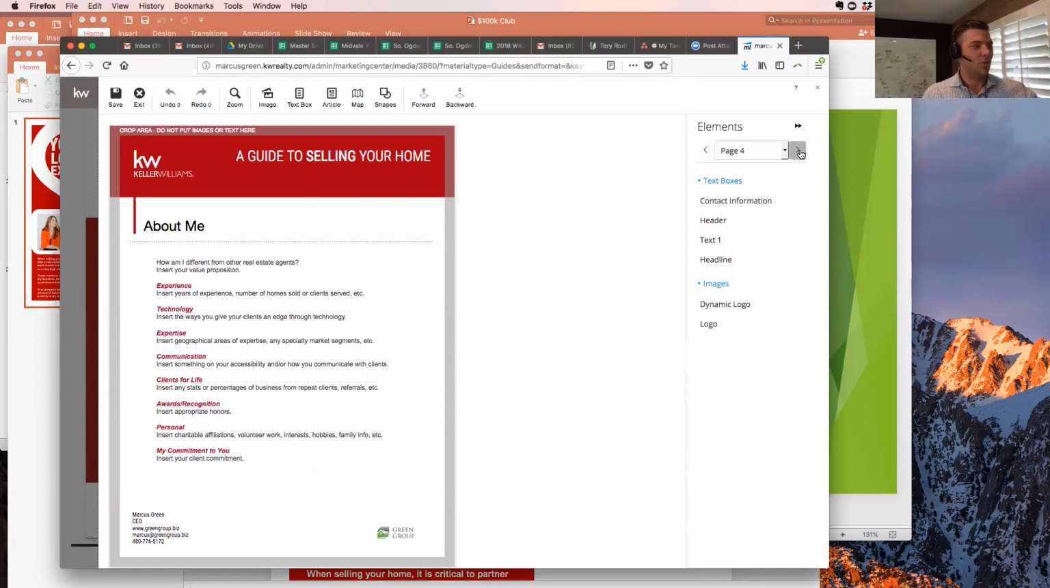A guide to selling your home. A lot of these things that are important to them are their experience, technology, expertise, communication. So a lot of these, it's already outlined what the primary things are. And based on what they've told me through the needs analysis, I might jump from one to the other, right?